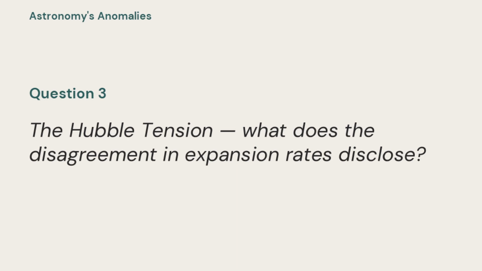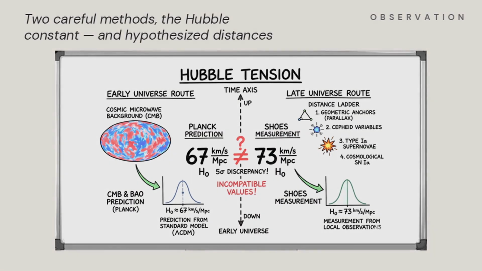Question 3. The Hubble tension. What does the disagreement in expansion rates disclose? The Hubble parameter, H0, describes the current rate at which the universe is expanding. Two independent methods of measuring it return different values, and the disagreement has persisted through decades of careful refinement. Measurements from the early universe, derived from fits to the cosmic microwave background using Friedman's equations, yield approximately 67 to 68 kilometers per second per megaparsec.